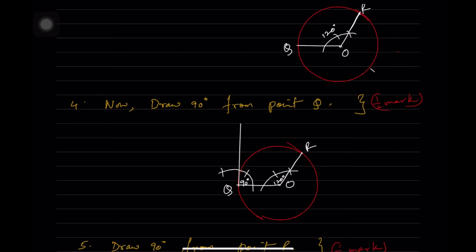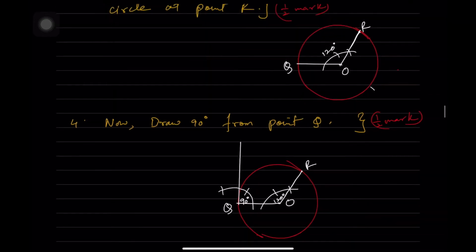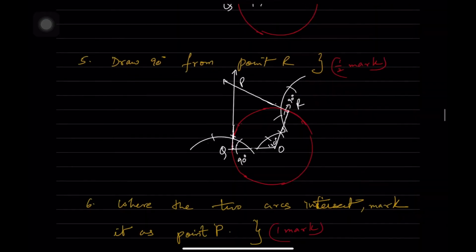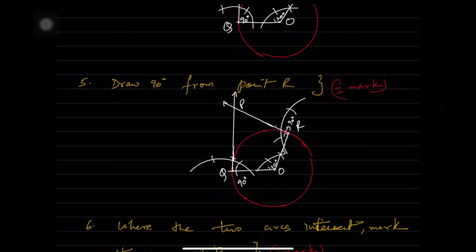You know how to draw 120 degrees and 90 degrees for a given straight line. You have to draw it that way. Taking O as center, for this you have taken 120 over here. The same way, taking Q as center, draw an arc, divide it into 2 parts, and then again take this as the center and this as the center, draw for 90 degrees. So you draw 90 degrees from Q. Then again draw 90 degrees from R.